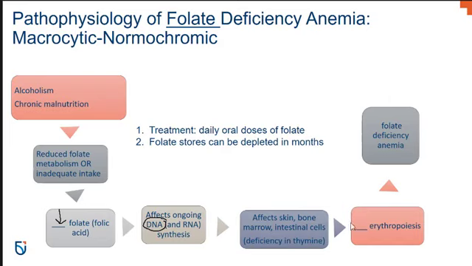But because we're talking specifically about red blood cells, we know that a reduction in folate is going to cause a reduction in proper erythropoiesis, which is going to lead to folate deficiency anemia. Treatment is daily oral doses of folate and the stoppage of alcohol consumption if the case is alcoholism.